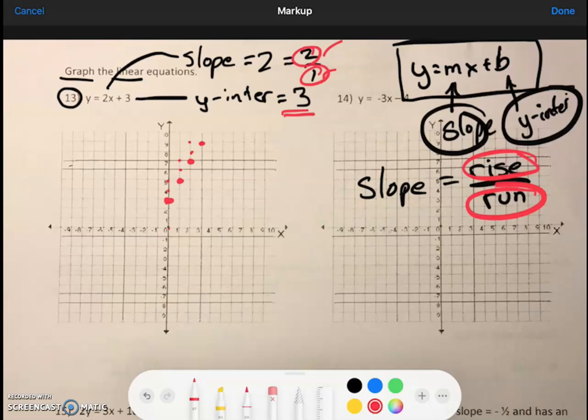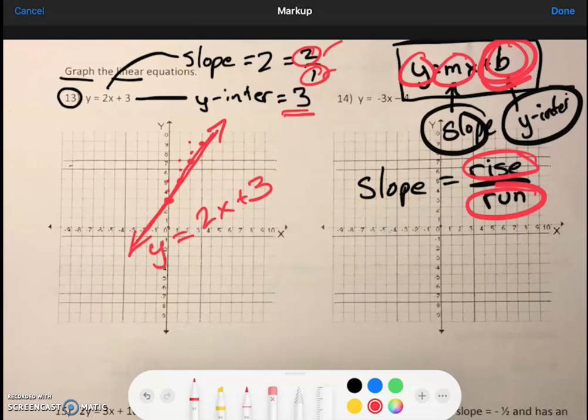2 up, 1 across. And then if I have a ruler, and I don't have a ruler, but you would basically draw this line right here. Whoops, I missed that. But that is the equation of this line. y is equal to 2x plus 3. So get y by itself. If it's not by itself, get it by itself. Plot the y-intercept, and then move with the slope.